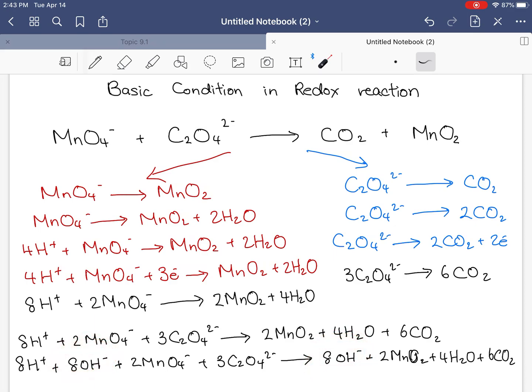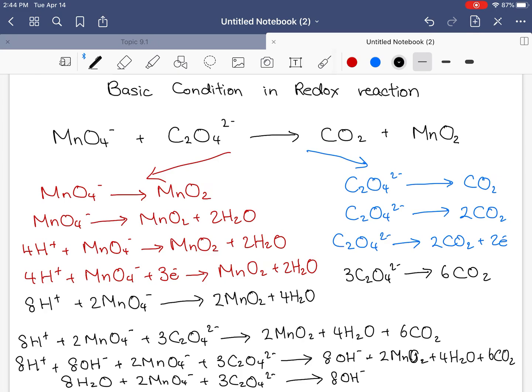Okay, so there's your 8OH, 8OH. Now, take a look at this. You have 8 H plus and 8 OH minuses. H plus and OH minuses come together to form water. So what you have right here is actually 8 water. 8 water reacting with 2MnO4 plus 3 C2O4.